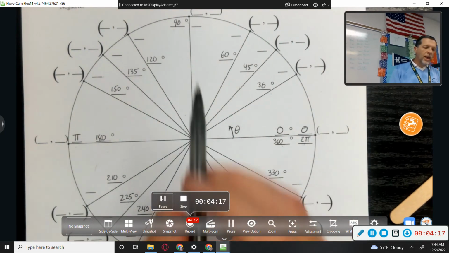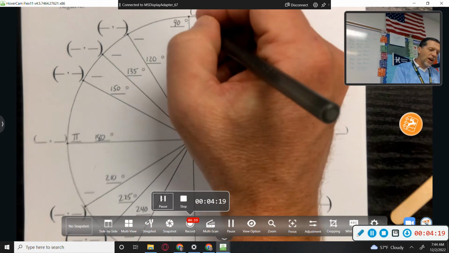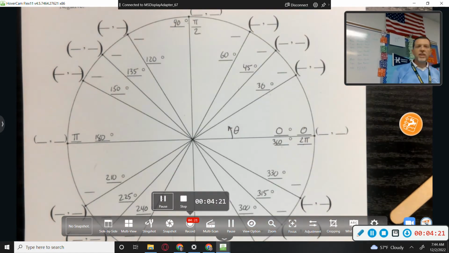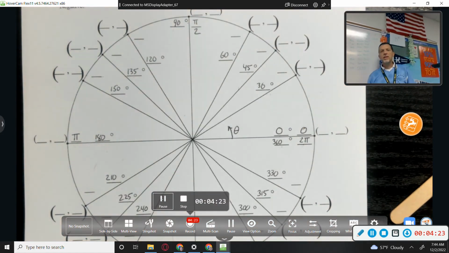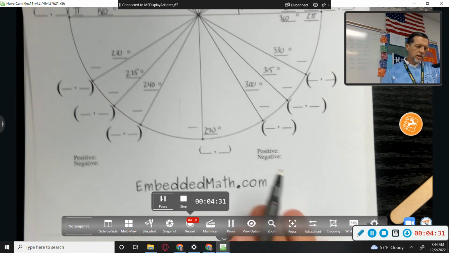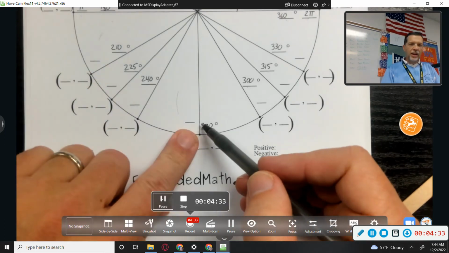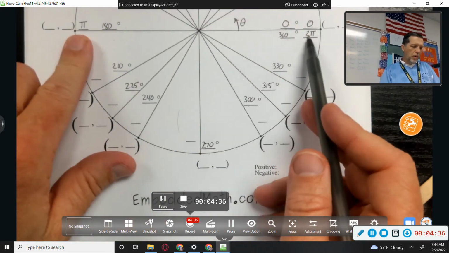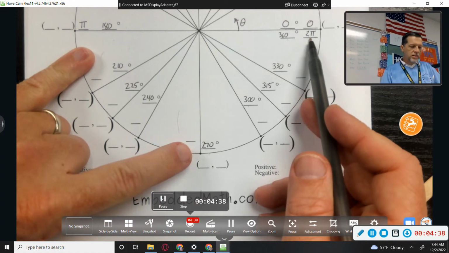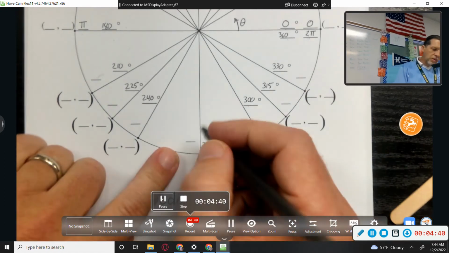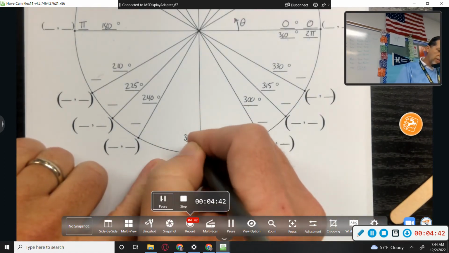Pi over 2. And now I'm going to use that bar as the fraction bar. You don't have to. You can write pi over 2 on the blank, but why not just use the blank as the fraction bar? How about this bottom angle, halfway between pi and 2 pi? That's that 1.5 thing, but we say 3 pi over 2.